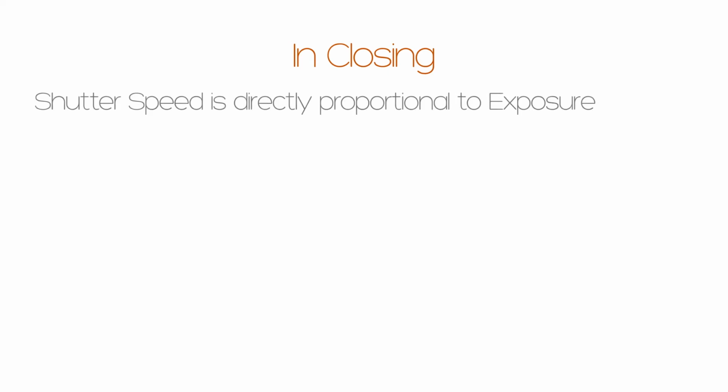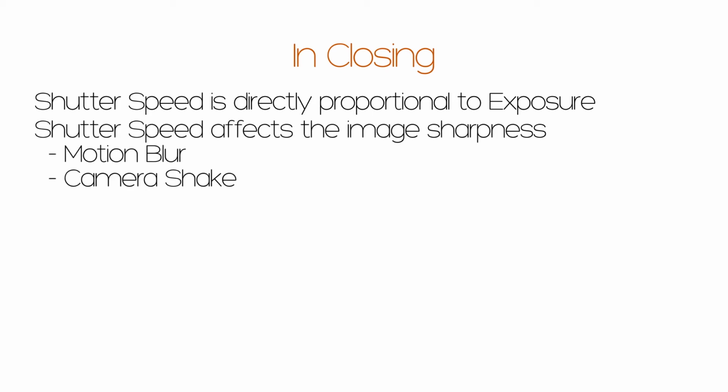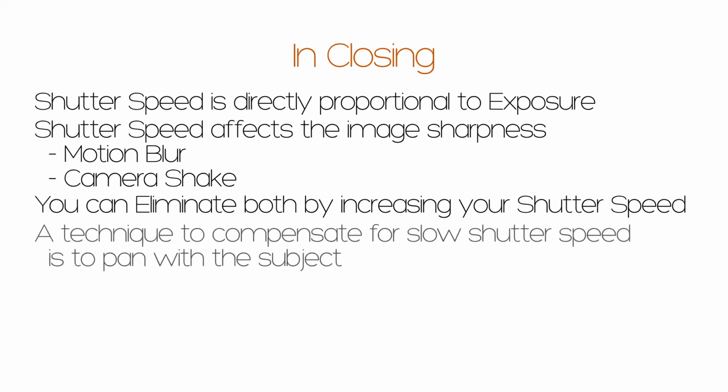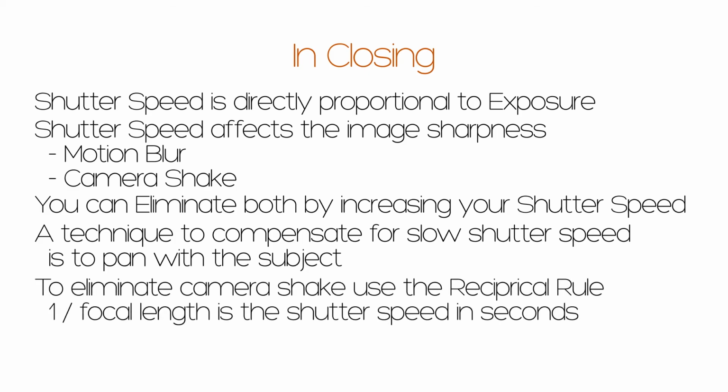In closing, shutter speed is proportional to exposure. The longer the time that your camera sensor is exposed, the more light for the camera to collect. Shutter speed affects your image sharpness in two ways, whether it be motion blur or camera shake. We compensate for motion blur and camera shake by increasing our shutter speed. An additional technique to compensate for a slow shutter speed is to pan with your subject. To eliminate camera shake while hand-holding your camera, use the reciprocal rule.